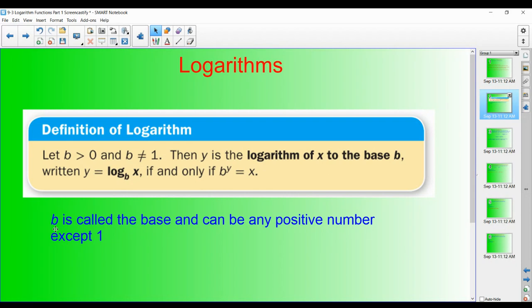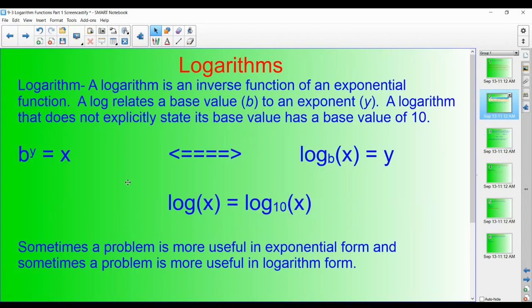Now the base can be any positive number, but it cannot be 1. If it's 1, then the function is linear. So b, you're going to see it's a lot of numbers. You're going to see a very common number that we're going to talk about. So a logarithm is an inverse to the exponential. We can convert from an exponential to a logarithmic function, and sometimes one is more useful or helpful than the other.